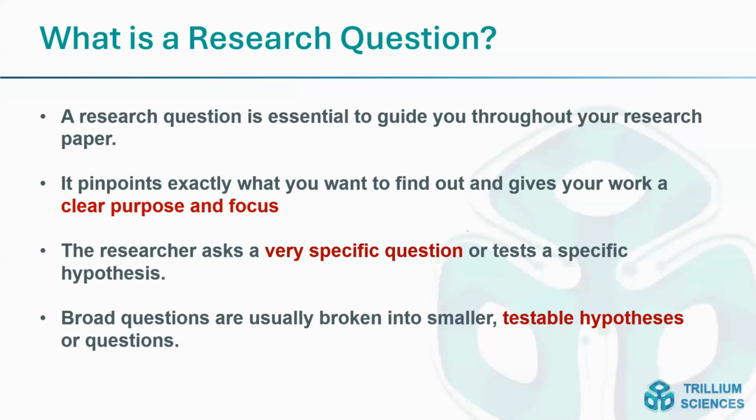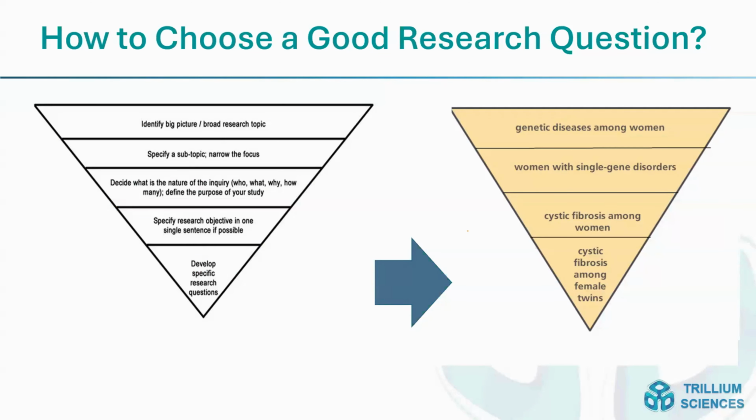When formulating a research question and finding what we want to work on, we usually have a big idea or a greater idea, and then we break it down into smaller parts. So, how to choose a good research question? You start big, and then you narrow down your topic until you reach the specific question. For example, if you can see the pyramid on the left, it's important to identify the big picture or the broad research topic. After that, you try to specify a subtopic in that big picture. So narrow down the focus as much as you can, and then decide what's the nature of the inquiry.